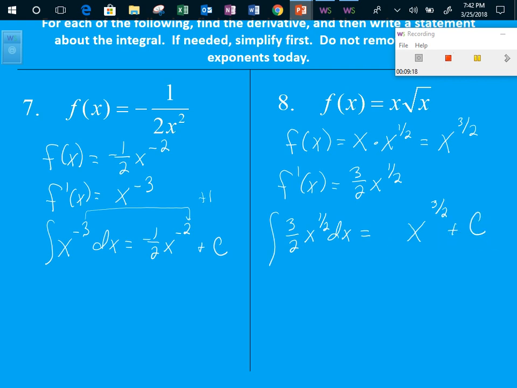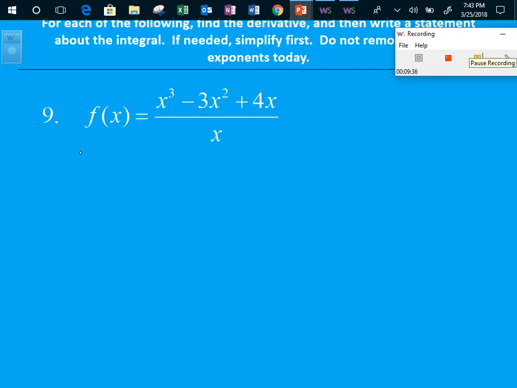Now while I'm here, look at what happened. I added 1 to the 1/2 and got 3/2. And then I took 3/2 and I multiplied by the reciprocal of the new exponent. You'll see that in a rule here in just a heartbeat. And then here goes our number 9.